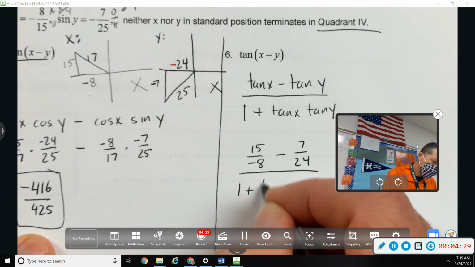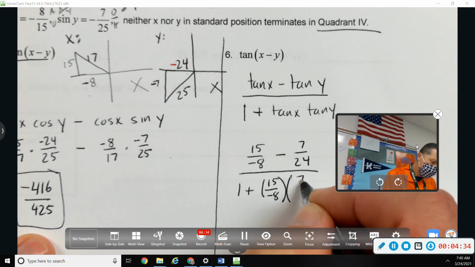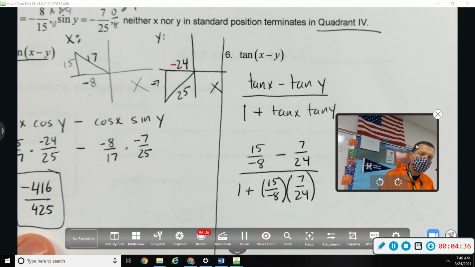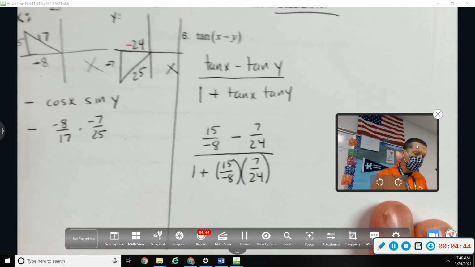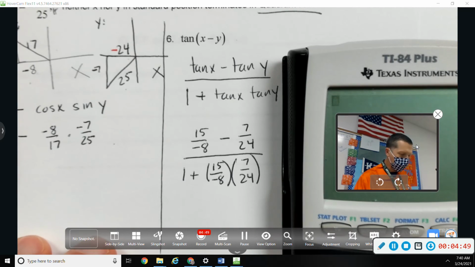Over 1 plus 15 over negative 8 times 7 over 24. Now I'm ready for the calculator. And again, alpha F1, a lot of times for this one, but it still works. And you can even do fractions and fractions. And that way you make it look exactly like your paper looks.